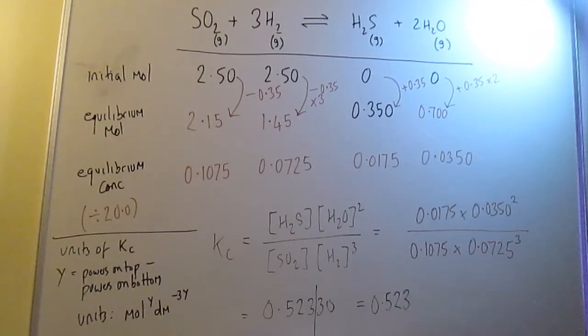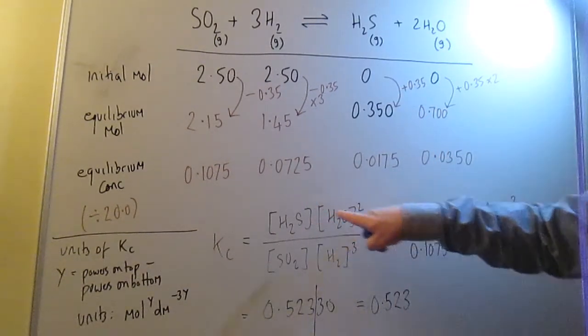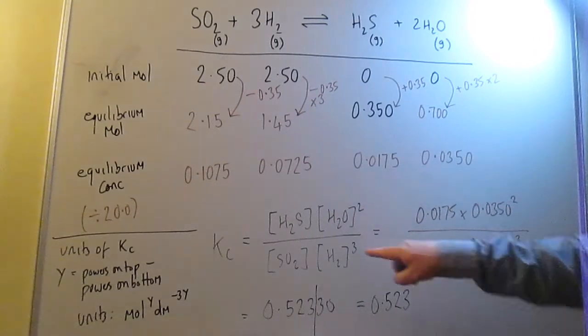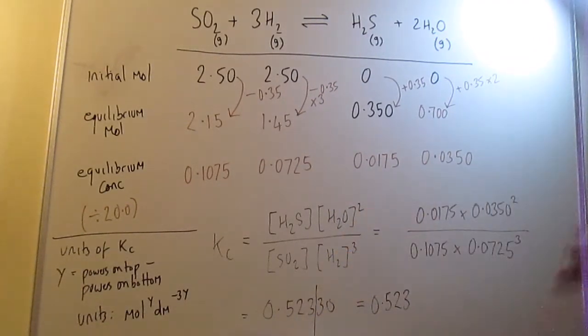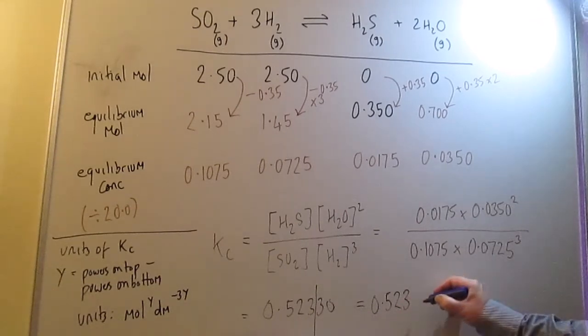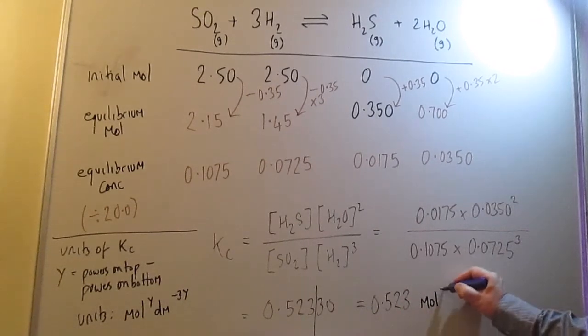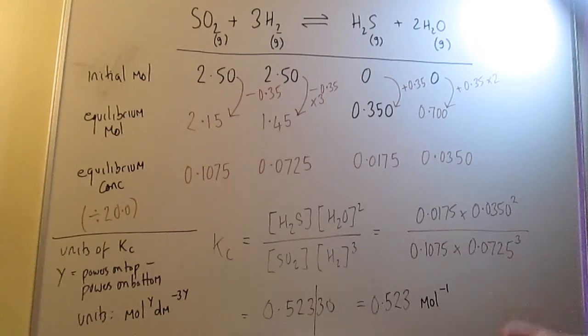So in our case, we can see on the top we've got 2 plus 1 makes 3, and on the bottom we've got 3 plus 1 makes 4. So we've got 3 minus 4, Y is minus 1, and so it's moles to the minus 1, and dm is minus 3 times minus 1, which is plus 3. So it's moles to the minus 1 dm cubed.